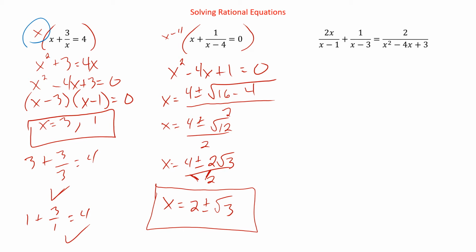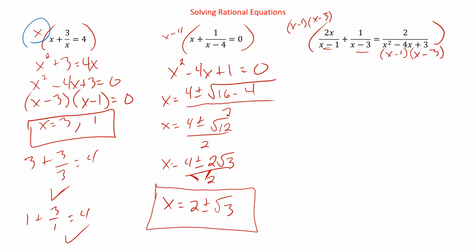Now, if we factored this big one here, we get x minus 1, x minus 3, which, remarkably enough, is actually the same thing as we had in the first equation. So notice they're the same as these guys, so we don't need any extra factors really. We're just going to multiply everything by x minus 1 times x minus 3.